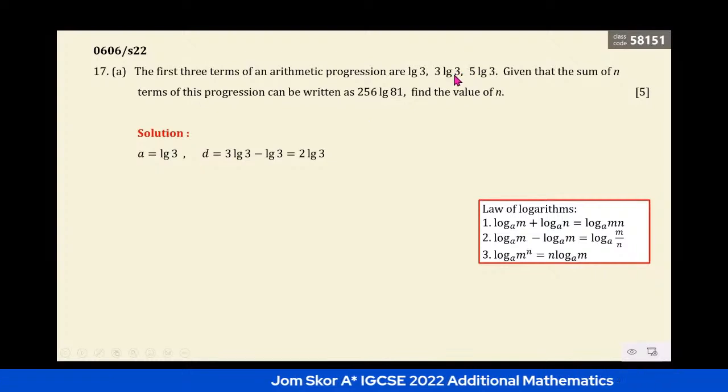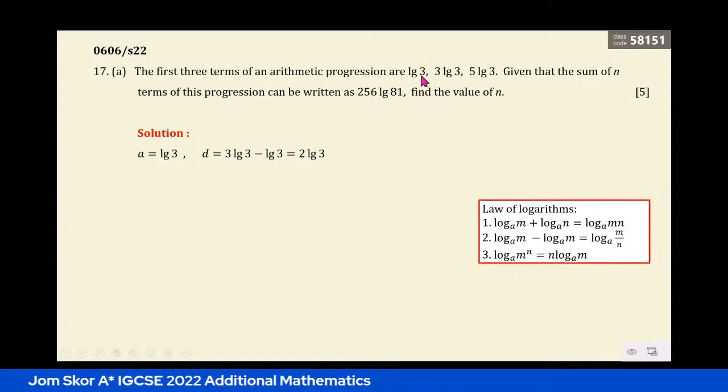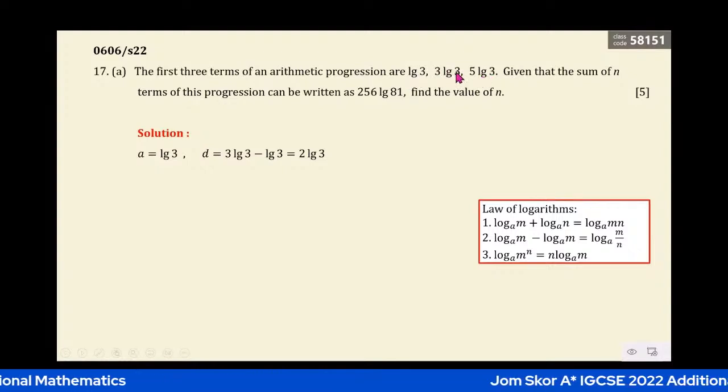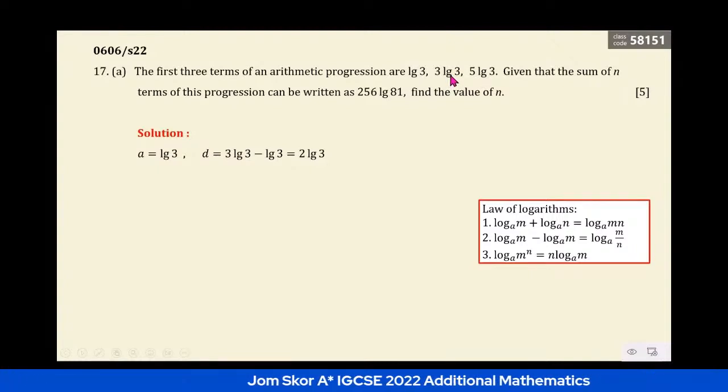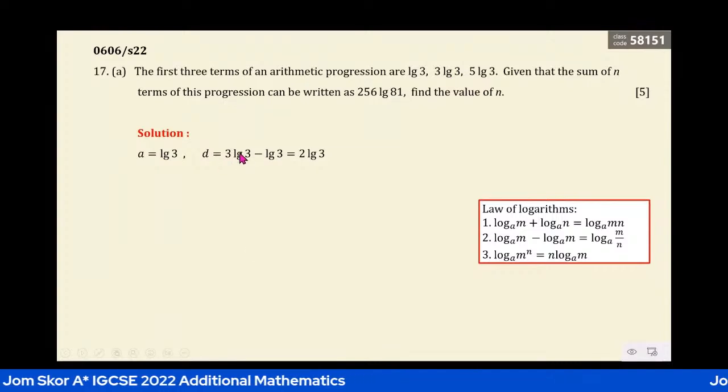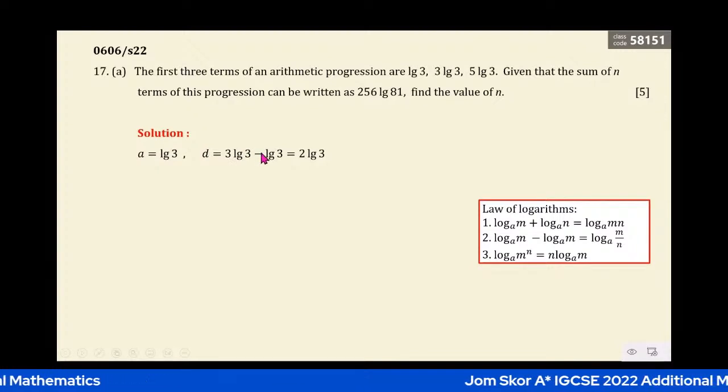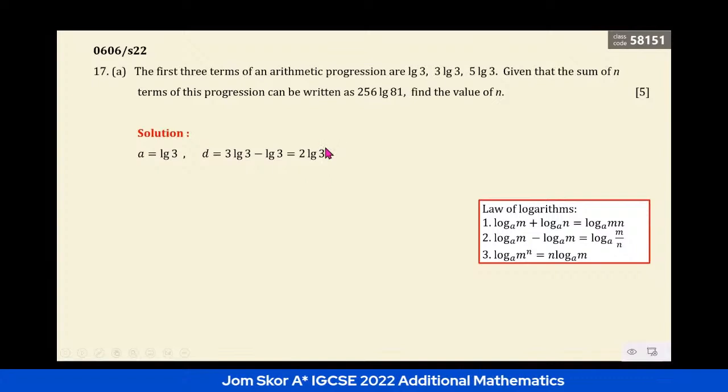Okay. D is T2 minus T1. Kalau dalam IG dia guna U2 minus A. Sama je. Okay, or you use T3 minus T2. Okay, the difference between two consecutive terms. Alright, so now teacher, I use T2 minus A. So 3 log 3 minus log 3. So 3 log 3 minus log 3 is 2 log 3. Okay, so this is your D.